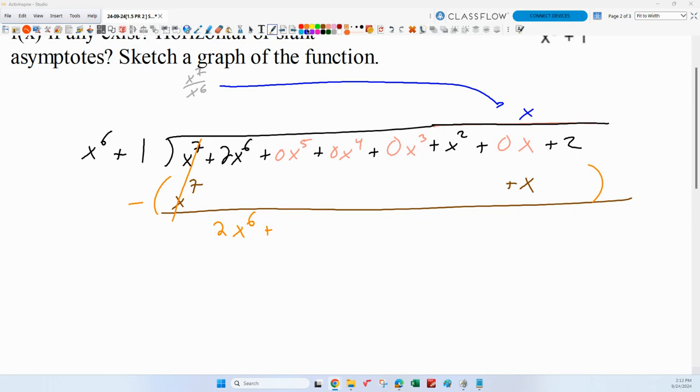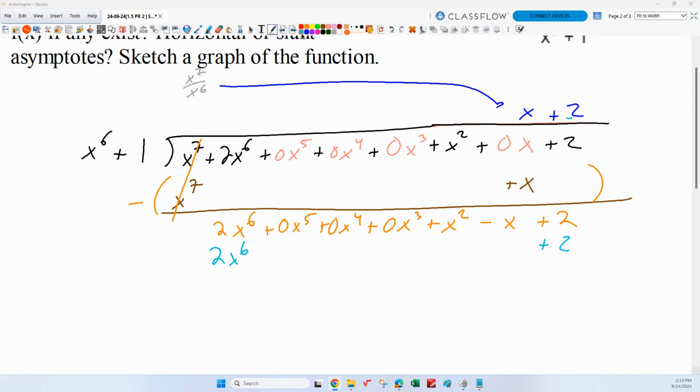I get my 0x to the 5th plus 0x to the 4th plus 0x cubed plus x squared. 0x minus x is negative x plus 2. Okay, now what? Okay, what do I get? 2. Leading term inside divided by leading term outside is 2. Distribute the 2, and we get what? If I distribute the 2, we're going to get 2x to the 6th, and then I'm just going to get plus 2.